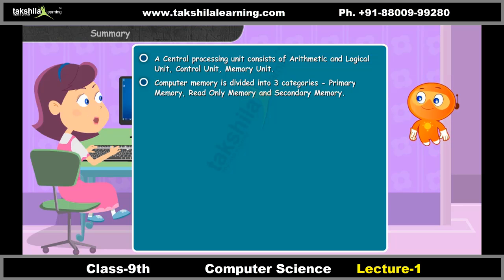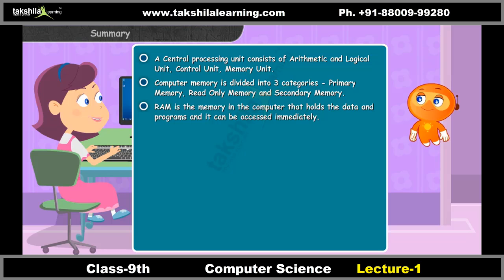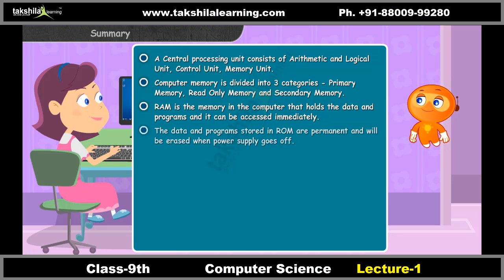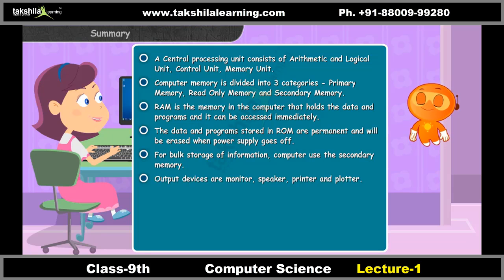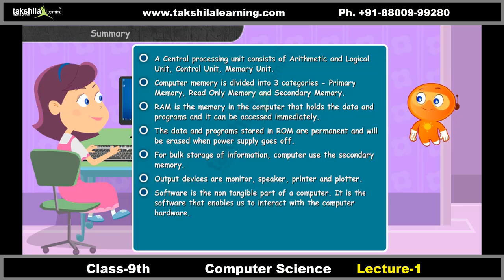Computer memory is divided into 3 categories: primary memory, read-only memory, and secondary memory. RAM is the memory in the computer that holds the data and programs, and it can be accessed immediately. The data and programs stored in RAM are not permanent, and will be erased when the power supply goes off. For bulk storage of information, computers use the secondary memory. Output devices are monitor, speaker, printer, and plotter.